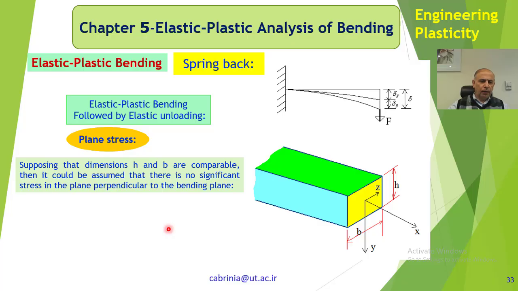Now, it says that it could be assumed that there is no significant stress in the plane perpendicular to the bending plane. The bending plane, of course, is the XY plane, because we are bending like that. So we could assume there are no stresses in the direction of Z.